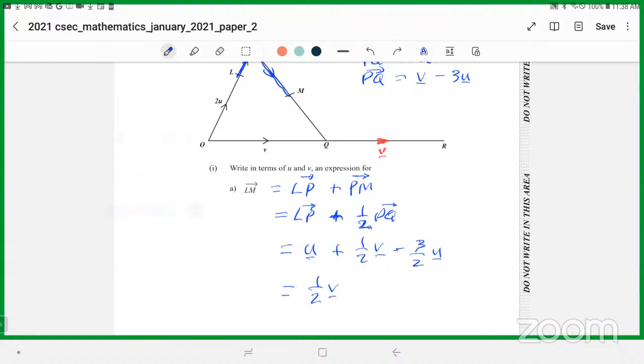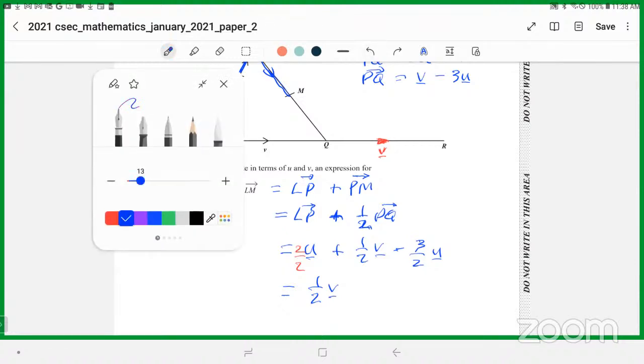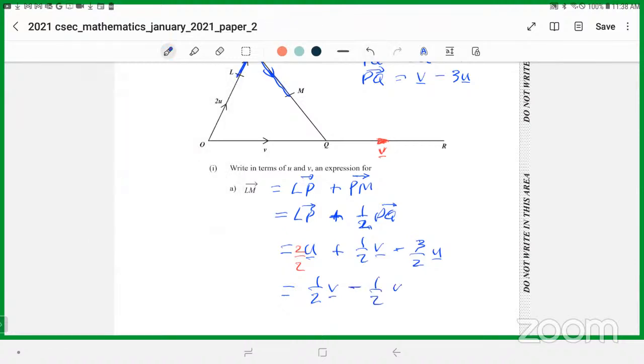What do I do to write this out quickly? Write the U as 2 over 2. Make it have the same denominator as that. Then it becomes 2 minus 3. 2 minus 3 is negative 1. So this then becomes minus 1 over 2U.